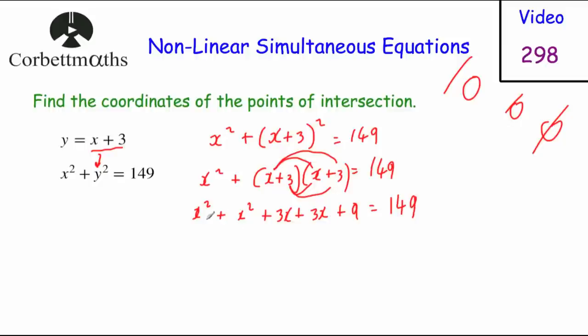Now let's simplify this left-hand side. We've got x squared plus x squared, so that's going to be 2x squared. We've got 3x plus 3x, so that's going to be plus 6x. And then we've got plus 9, and that's equal to 149.